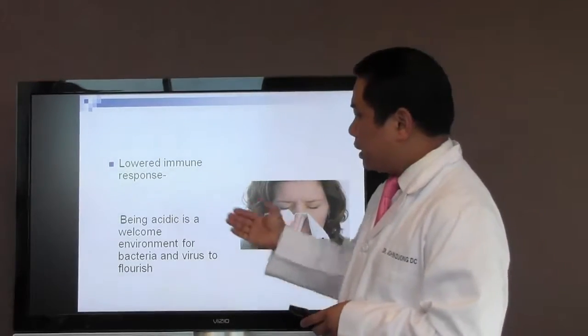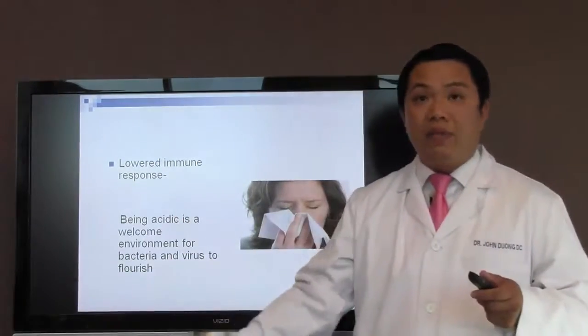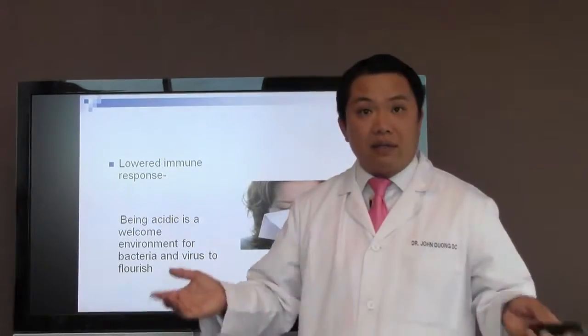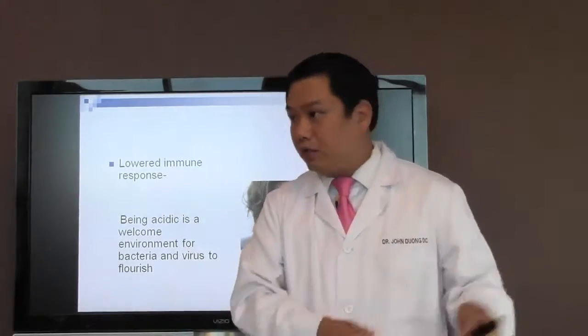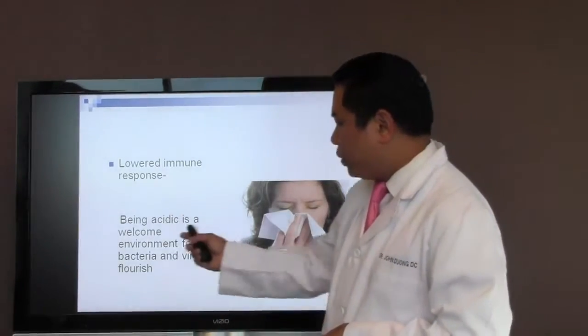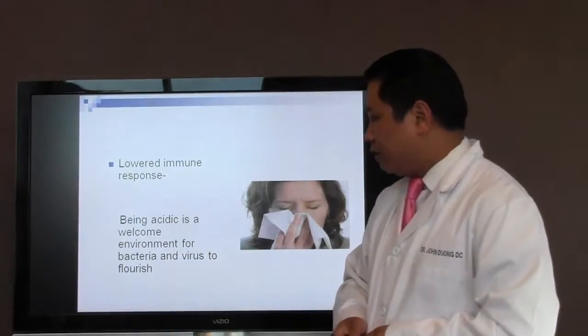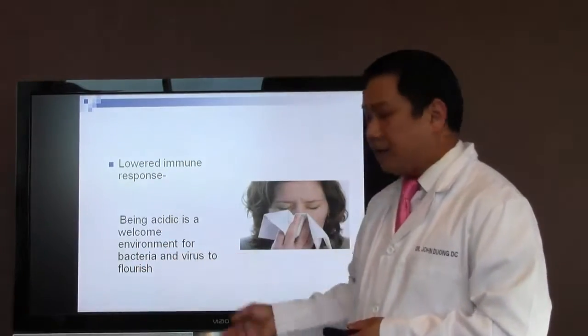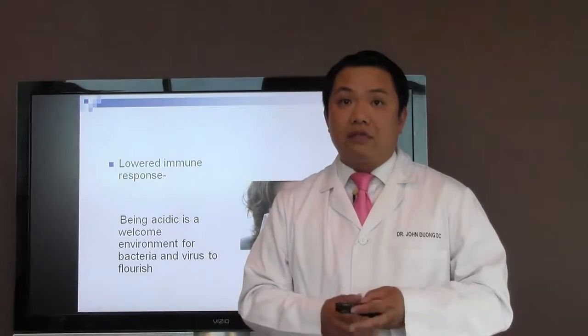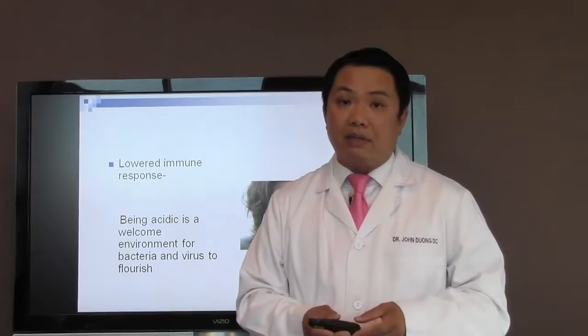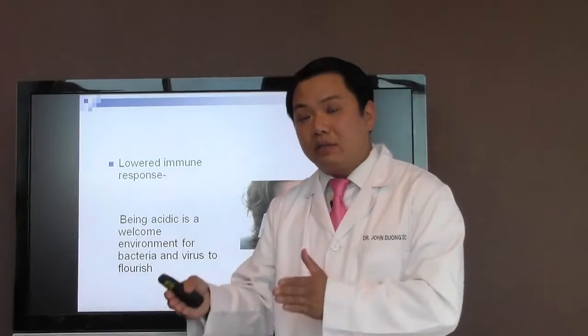When you have low pH, it lowers your immune system. You get sick easier. How come I get sick all the time? The first thing that you do, check your pH. Being acidic, you create a welcoming environment for bacteria and viruses, because viruses, bacteria, and cancer cells love to live in an acidic environment. So you don't want your body to be acidic.